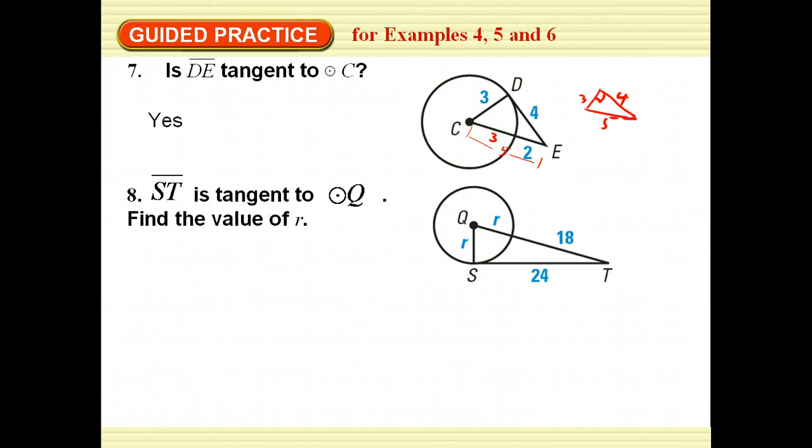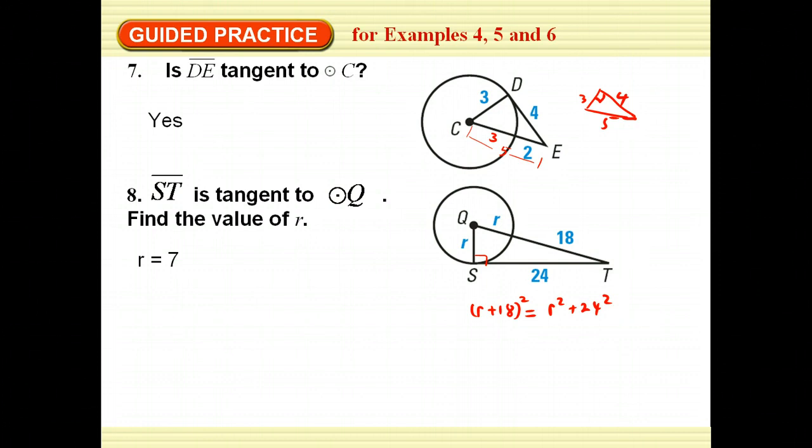ST is tangent. Find the value of r here. So what am I going to do? Remember, I want this to be perpendicular, so I'll use the Pythagorean theorem. (r plus 18) squared is equal to r squared plus 24 squared. And so I can solve that, and I see that r is equal to 7.